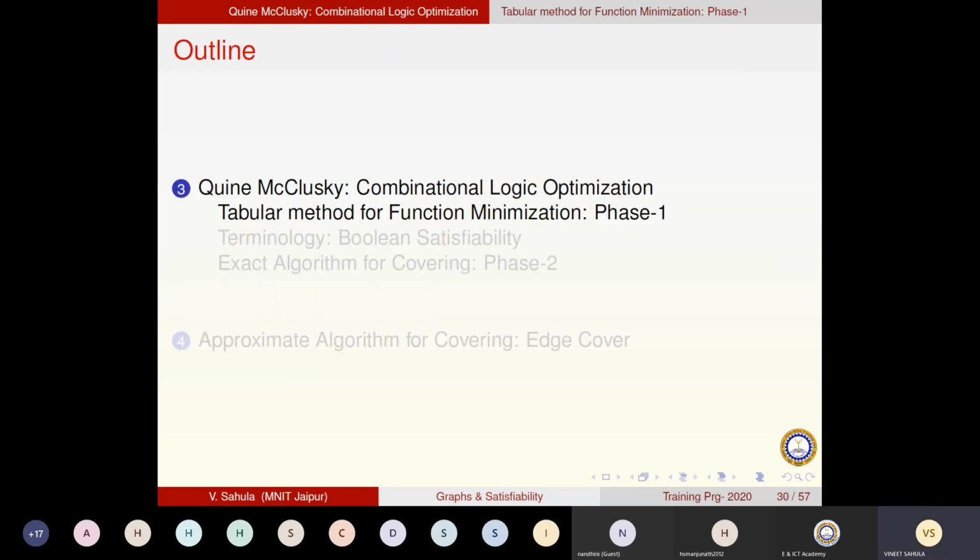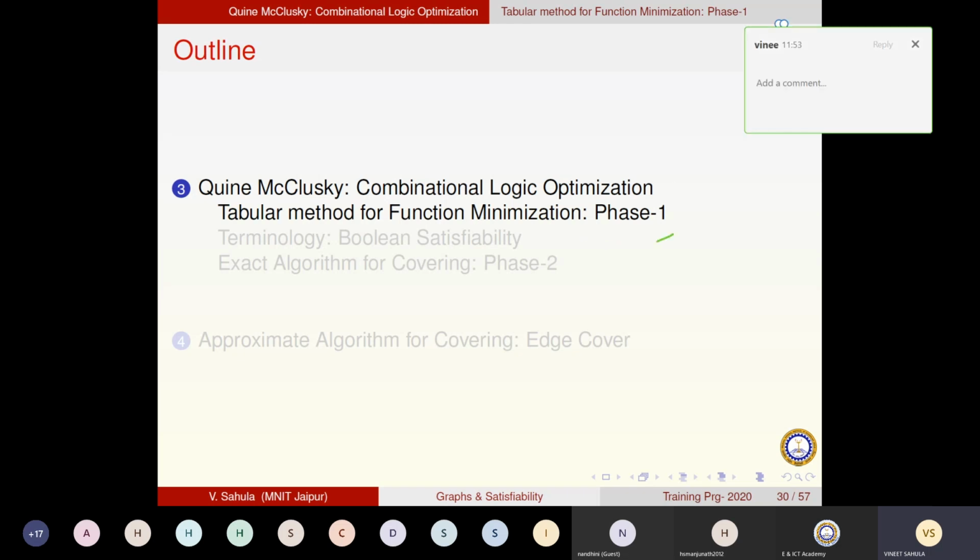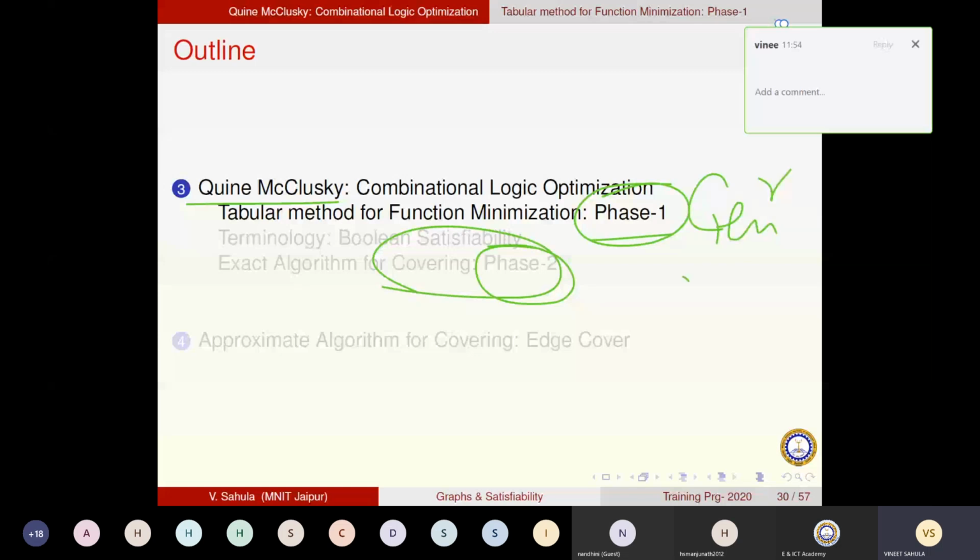So I'm now coming to the Quine-McCluskey method. What is required is, we'll apply the Quine-McCluskey for larger size problems. And we have identified that the Quine-McCluskey method has two phases. In the first phase, we generate larger and larger terms. In phase 2, whatever larger terms we have gathered, we choose the minimum number of those terms so that all minterms are covered. So this is a covering problem in phase 2. Phase 1 is a generation problem, generation of implicants.